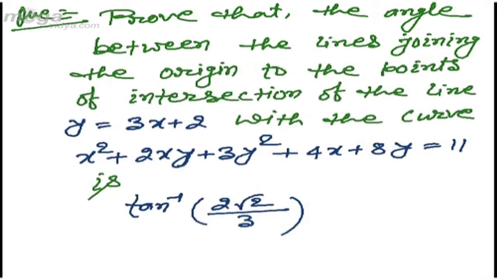So student, the question is, prove that the angle between the lines joining the origin to the points of intersection of the line y equal to 3x plus 2 with the curve x square plus 2xy plus 3y square plus 4x plus 8y equal to 11 is tan inverse 2 root 2 by 3.